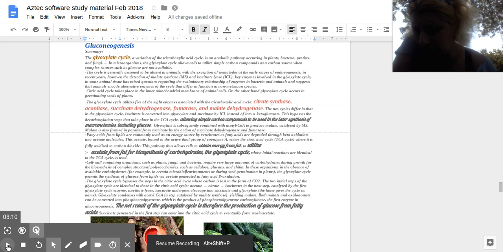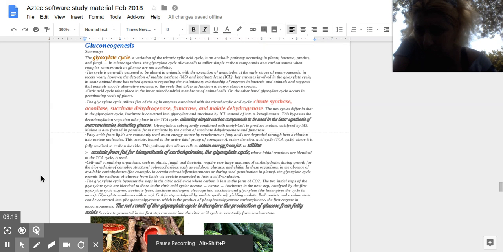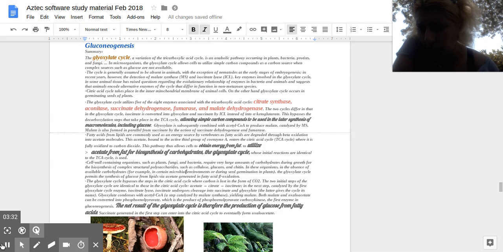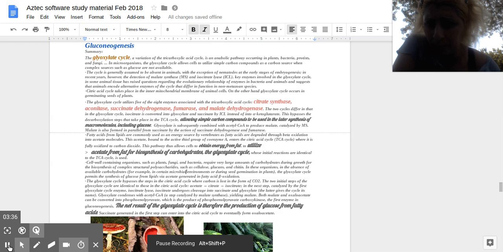The citric acid cycle takes place in the inner mitochondrial membrane, as well as in animal cells. While the glyoxylate cycle does not occur in animals, it's usually in plants and germinating seeds as a way of making glucose.